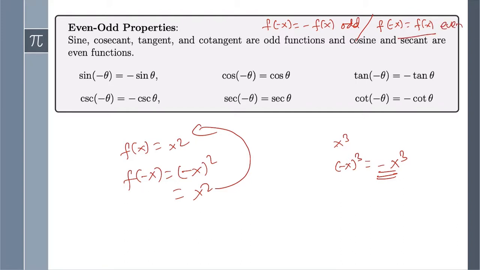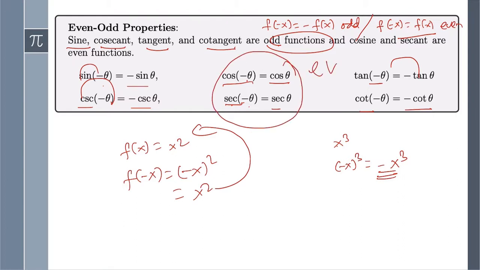Now, of those six trigonometric functions, sine, cosecant, tangent, and cotangent are odd functions. So for sine, sine of negative theta is negative sine theta. Cosecant of negative theta is negative cosecant theta. Tangent of negative theta is negative tangent theta. And cotangent of negative theta is negative cotangent theta. But cosine and secant are even functions, because if we take cosine of negative theta, you still get the same as cosine theta. And secant of negative theta gives the same as secant theta. So these two are even and the rest four are odd functions.